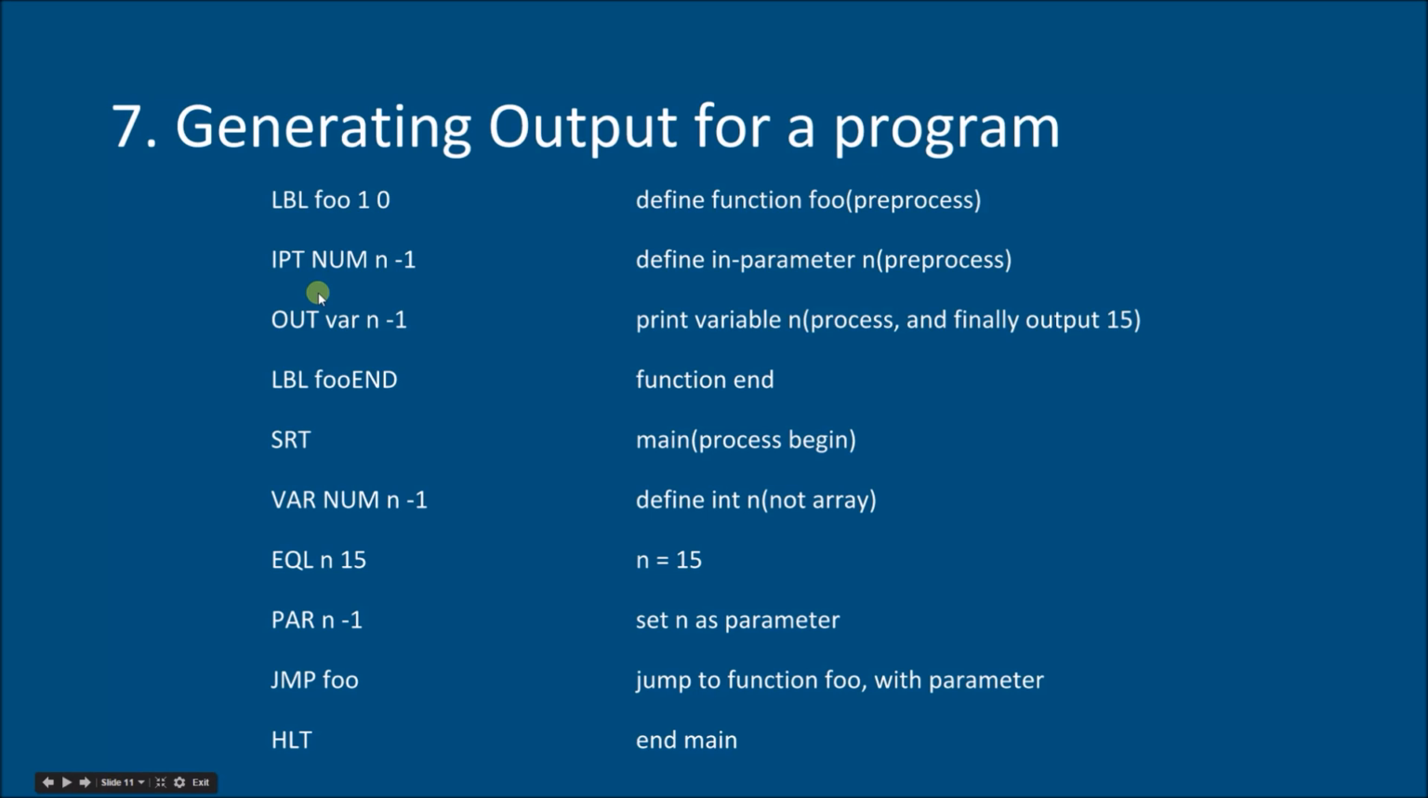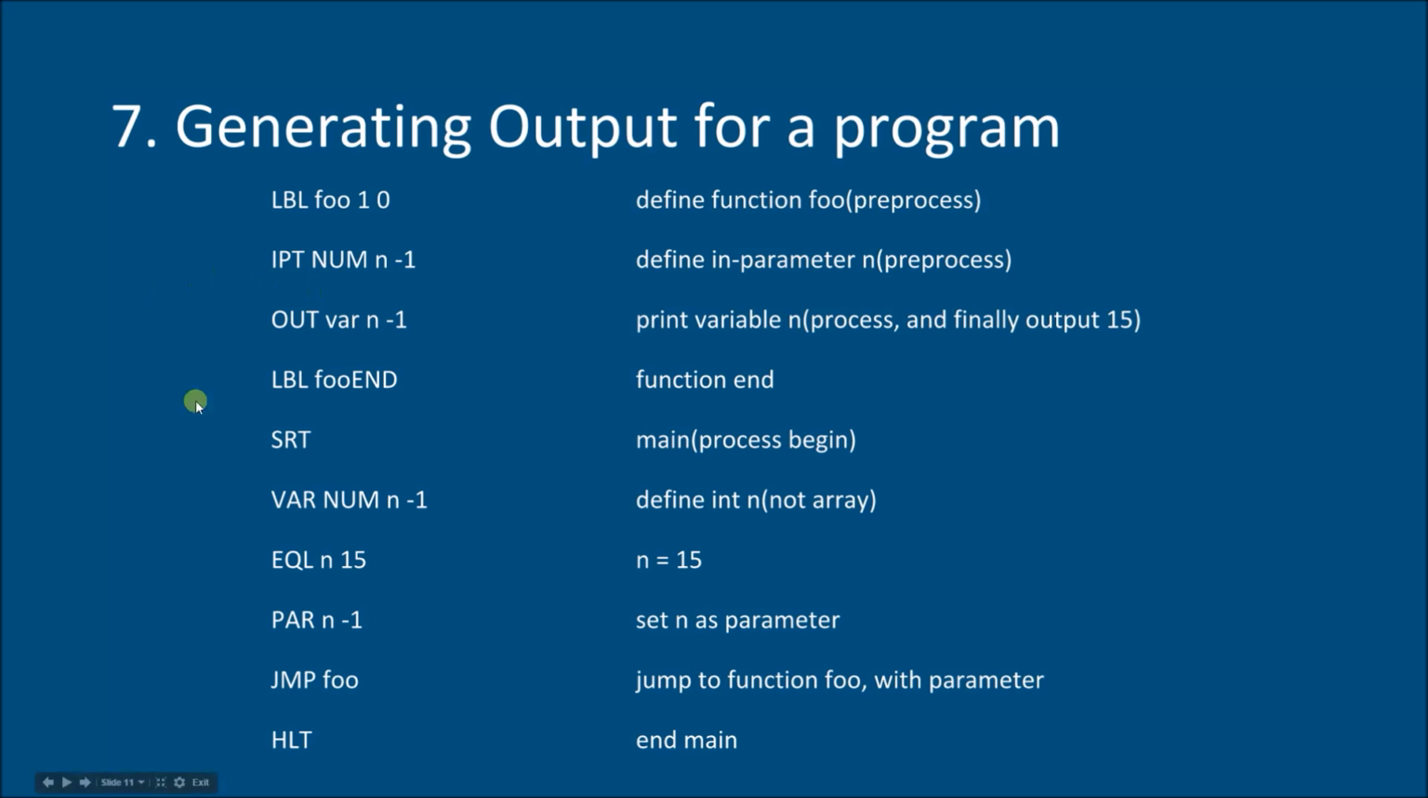Let's say we have IPT num n-1, which means that it is an in parameter to our function and it is a variable because -1 is for variables. Then we have out var n-1, which means it's a print statement for our variable n. Then we have label foo end. It means that the function foo is ending over here.